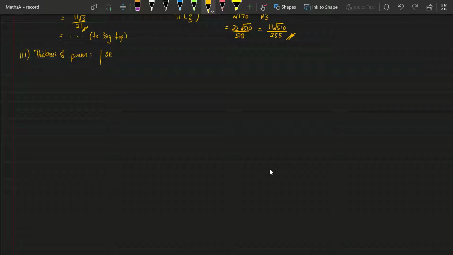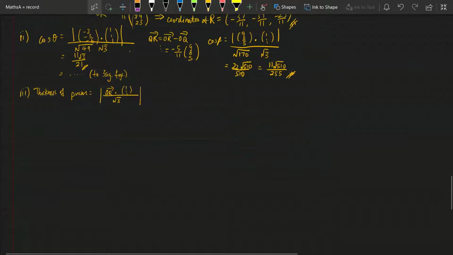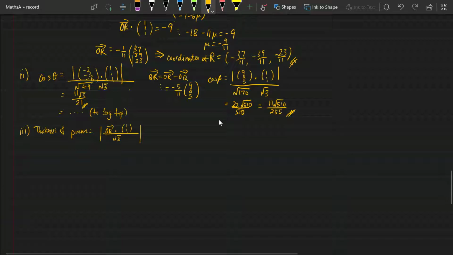QR dot (1,1,1), okay? Because you're projecting, it's the length of projection of QR onto (1,1,1) divided by the magnitude of (1,1,1), square root 3. Okay, all these formulas, at this stage of your A levels revision, you should be comfortable with quoting straight away. So QR dot (1,1,1), again QR we found is (-5, 11, 9, 8, 5), right? So we dot with (1,1,1) divided by square root 3, we mod it, and so on. I'm not going to do this for you, you can do it on your own.